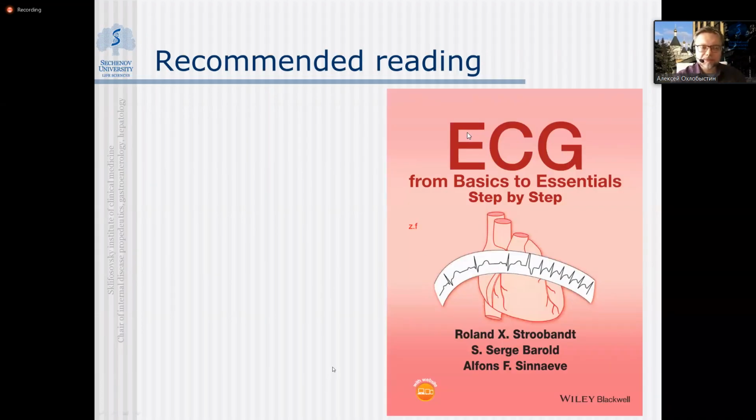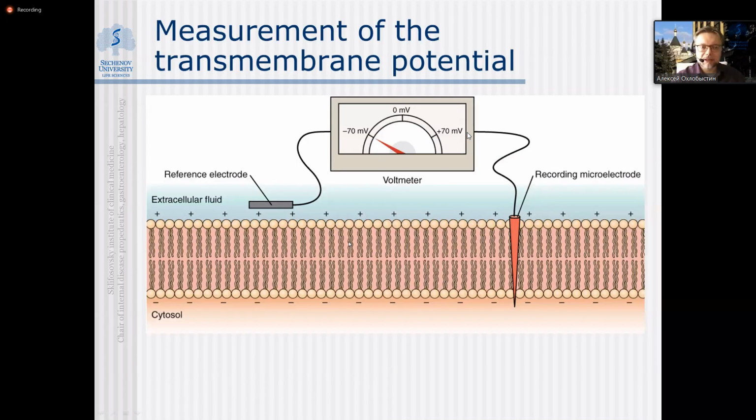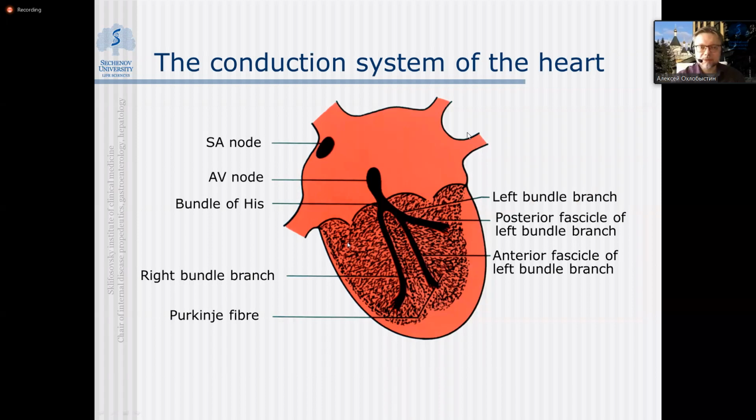For today's topic, by the way, this is recommended reading. This is a very nice book that I recommend you to use: ECG from Basics to Essentials, Step by Step. It has very nice explanations. I think it's one of the ideal books for students. So if you are able to find it, please do that. It's very important, very nice, easy to understand, and quite comprehensive. Okay, so first of all, let's start from the basics of physiology.